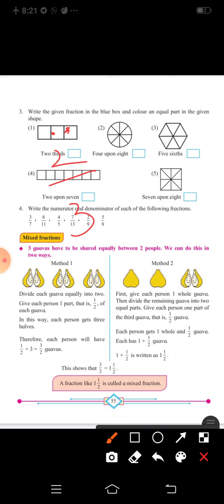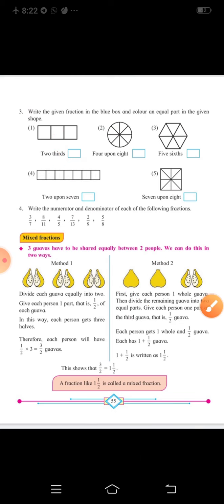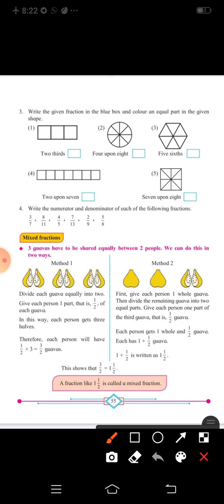Now see the second one, 4/8. So total, that is denominator is 8. From that you are supposed to color the 4 parts. So 1, 2, 3, 4 parts you will color it, and I have given it in the PDF. You are supposed to copy it in your notebook, okay? Now third one, 5/6. So total is 6. From that you are supposed to color 5 parts. So 1, 2, 3, 4, 5.